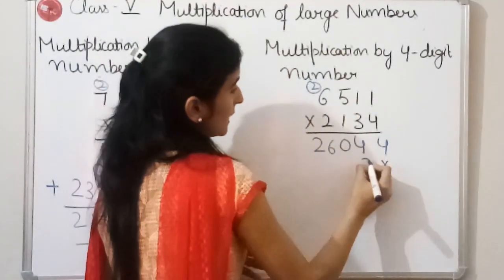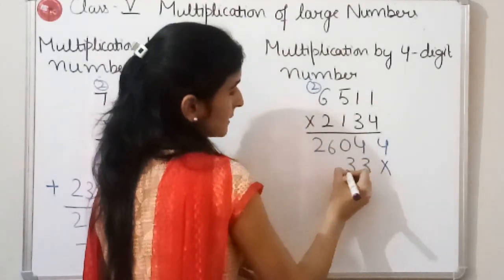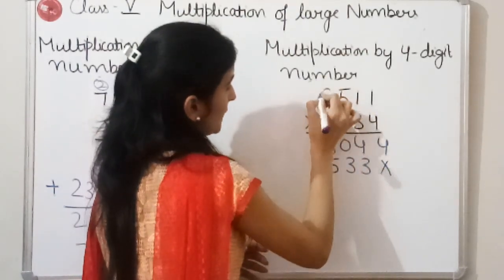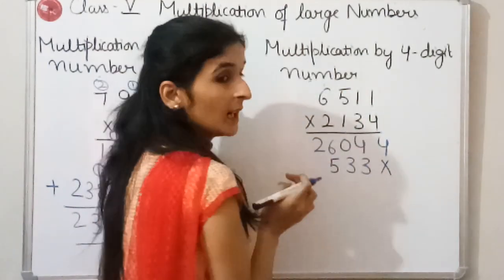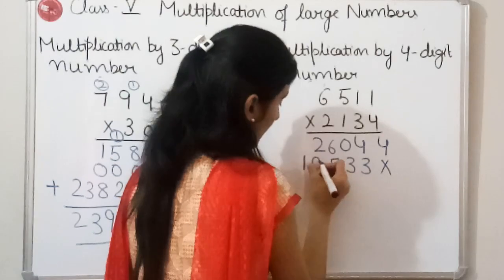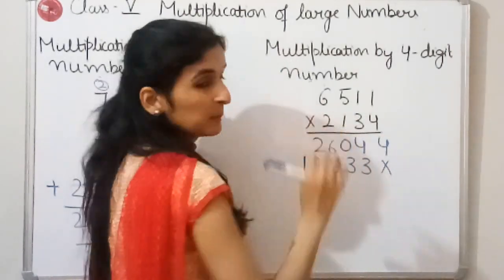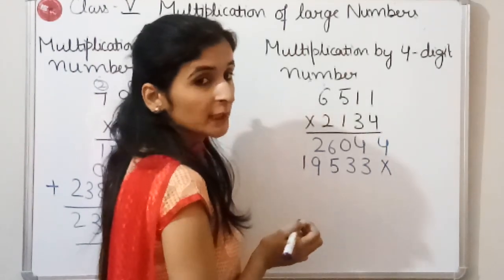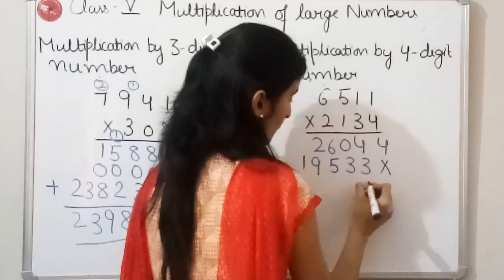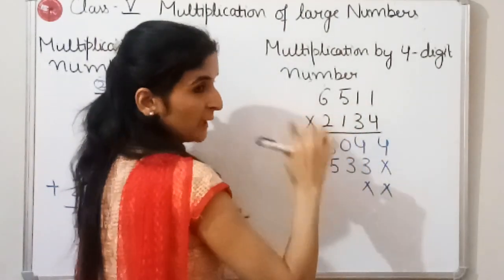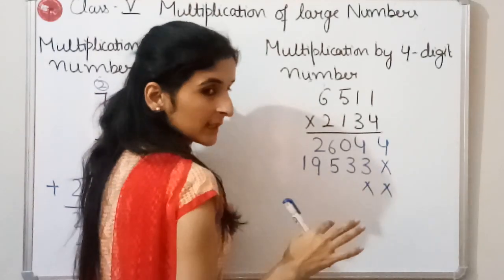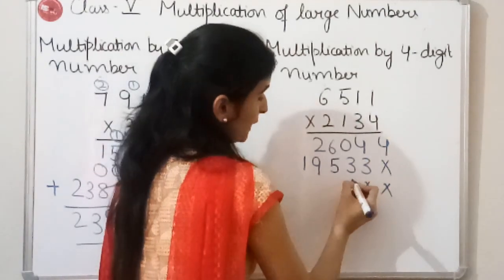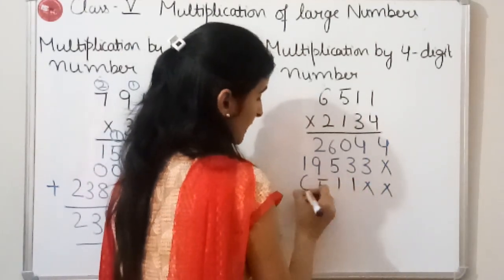So 3 ones are 3, again 3 ones are 3, 3 fives are 15, then we can put 1 carry here. 3 sixes are 18, 18 and 1 carry 19. Now we have to multiply by this 1, but this 1 is on hundreds place. So we are going to put how many crosses? 2 crosses. So when we will multiply 1 by any number, then we will get the same number. So 1 multiplied by 6511 is again 6511. So I am writing it as it is.